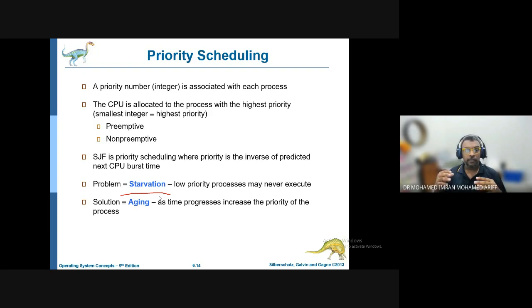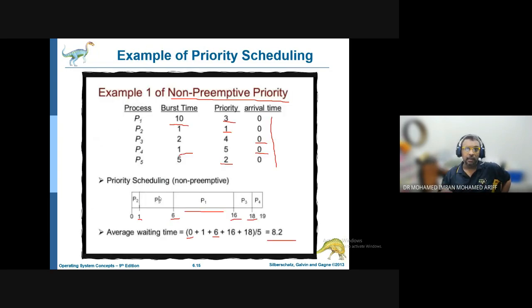Or maybe we have aging. The solution is aging, where you increase the priority of the process. So let's look at this example over here. This is priority scheduling in non-preemptive form.